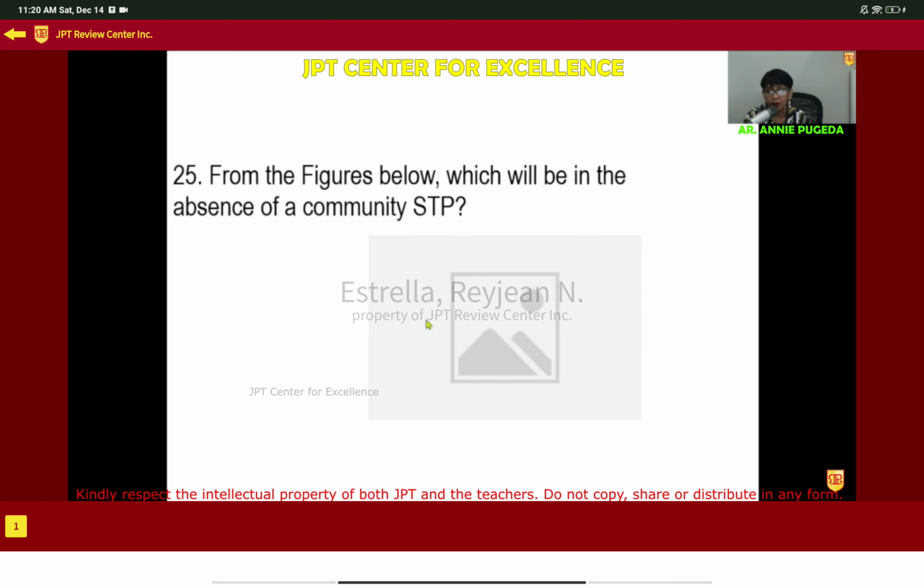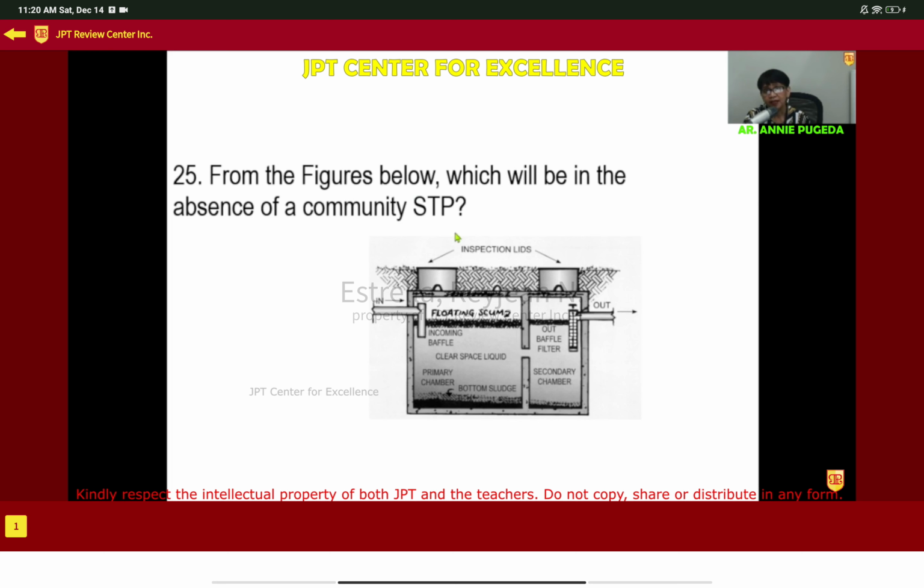Okay, figure 4. In the absence of a community sewage treatment plant, ano ang gagamitin? Therefore, septic tank. Ayan, septic tank. So, ayun. Clear po tayo.